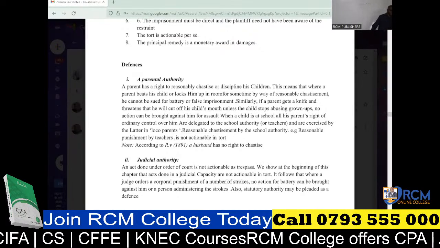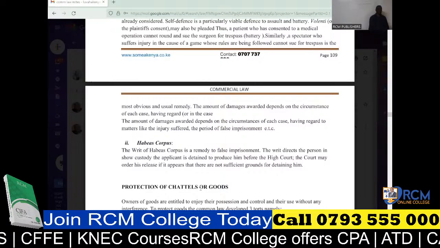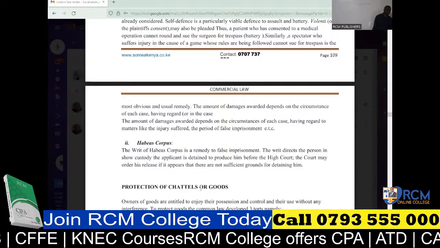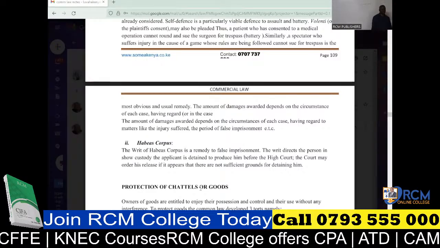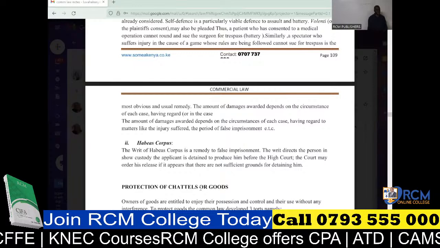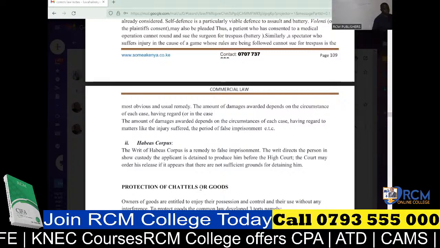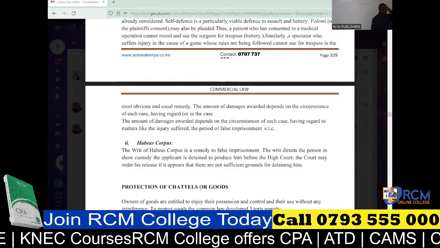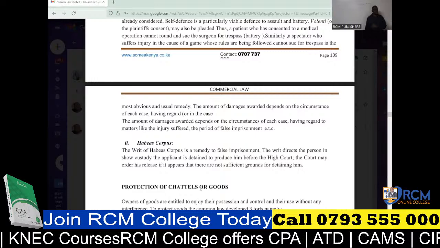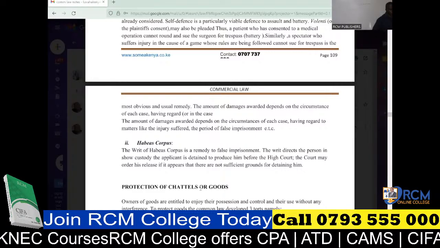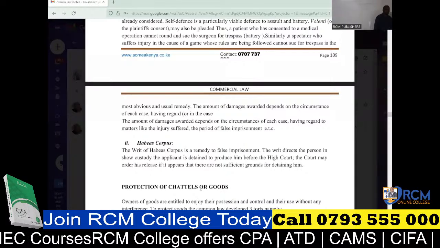Remedies, we've said, can be damages. Damages is an order that can be given by the court. The writ of habeas corpus is also a remedy for false imprisonment. The writ directs a person to show the custody in which the applicant is detained and to produce him before the High Court. The court may order his release if it appears that there are not sufficient grounds for detaining him. Those are some of the remedies that can be used in case a person has been accused of false imprisonment.